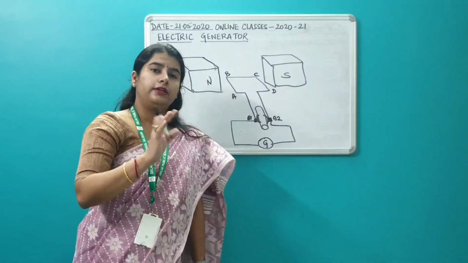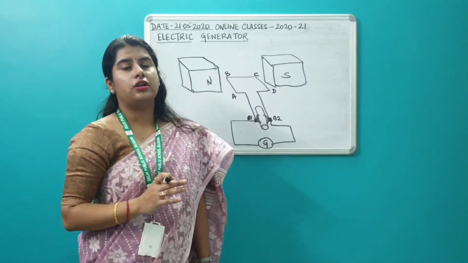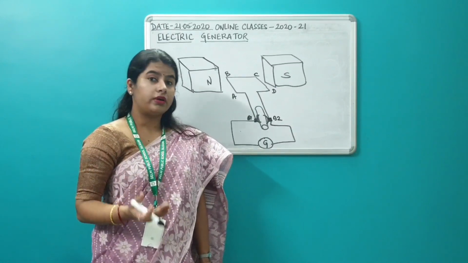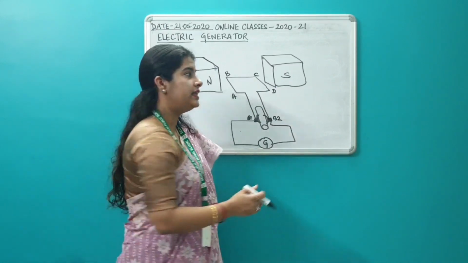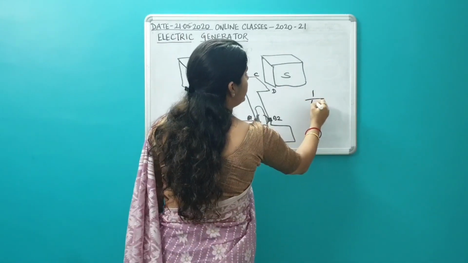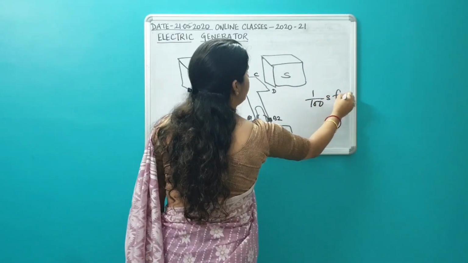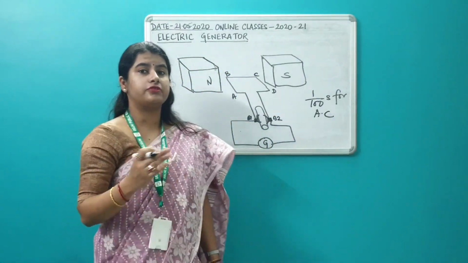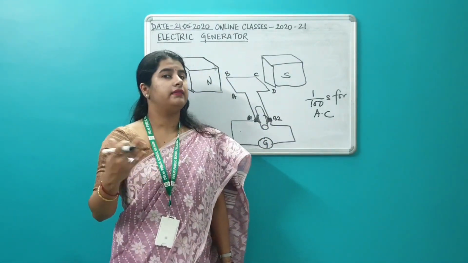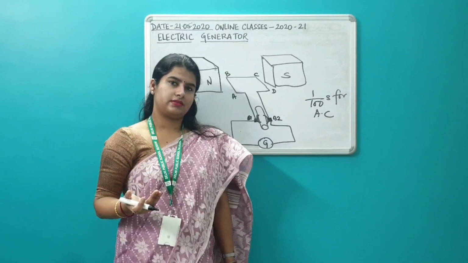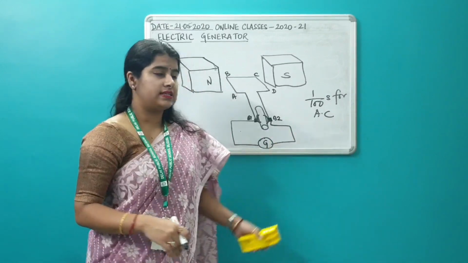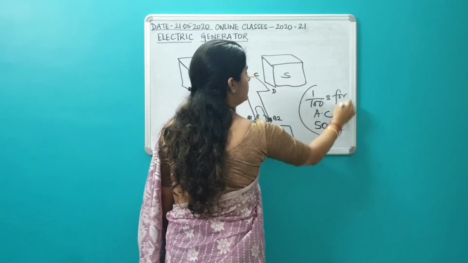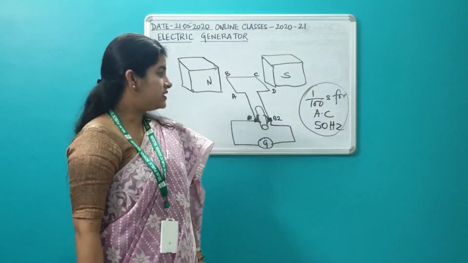In AC, the direction of the current changes after a certain period of time. What is the certain period of time? In India, it is 1/100 second for AC current. 1/100 second, that means after 0.01 second, the direction reverses. Okay, so that is for your AC, and its frequency is 50 Hertz. Remember, for AC, its frequency is 50 Hertz.